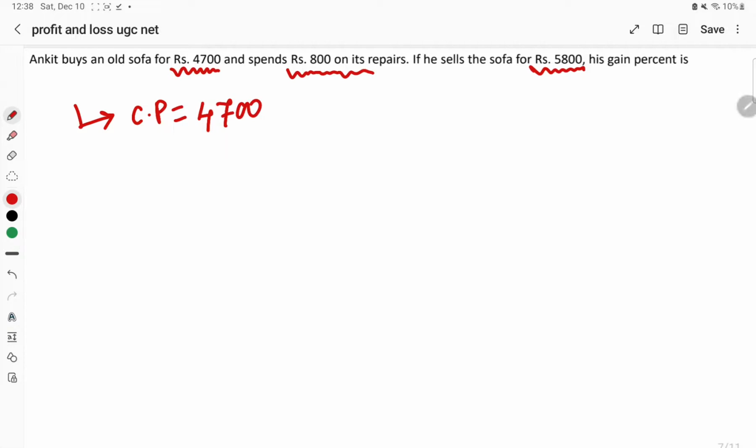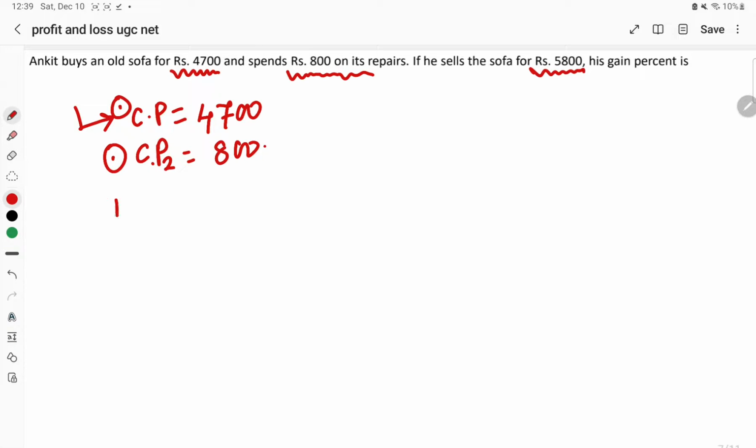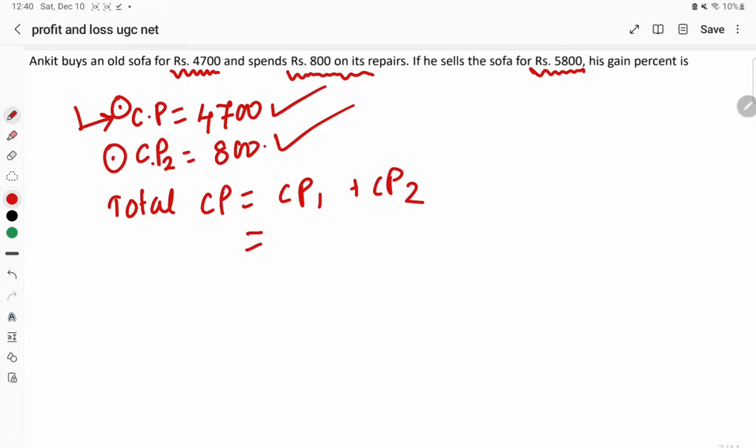Also, 800 rupees he is spending on the repair. So the total CP, total cost price, will be cost price 1 plus cost price 2. Whatever he is paying on the repairing is also a cost price. One thing you should keep in mind: whatever money is going out from your pocket is the cost price, and whatever money is coming into your pocket is the selling price. So here you are spending 4,700 for a second hand sofa, and on that you are repairing the sofa for 800 rupees. It means there are two cost prices, for the old sofa and for its repairing. So the cost price will be 4,700 plus 800, that is equal to 5,500. So the total CP calculated here is 5,500 rupees.